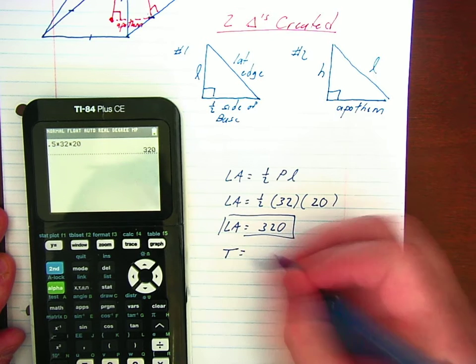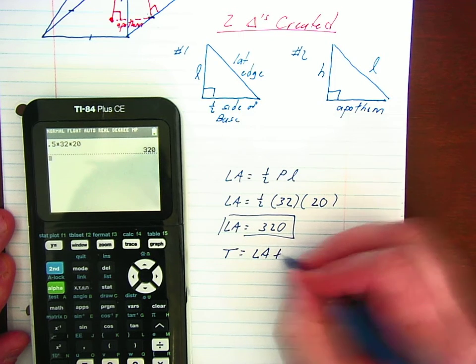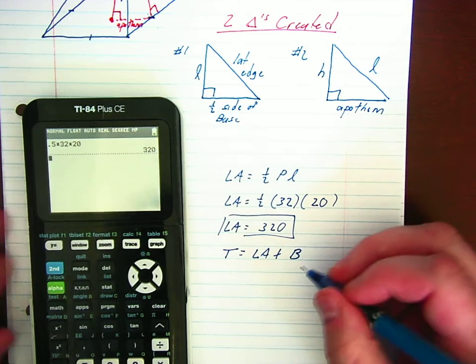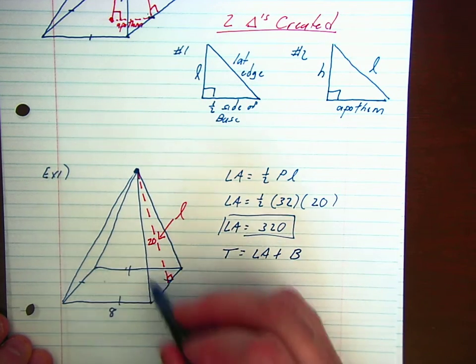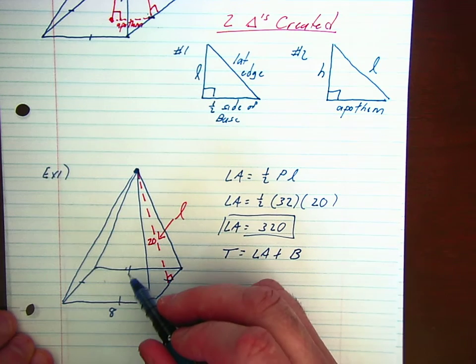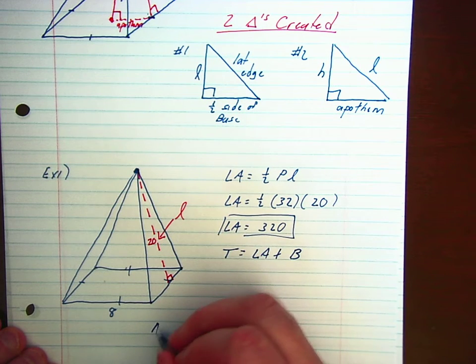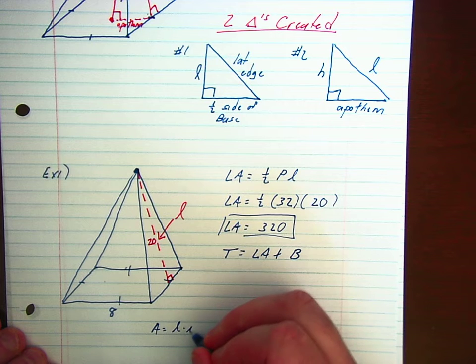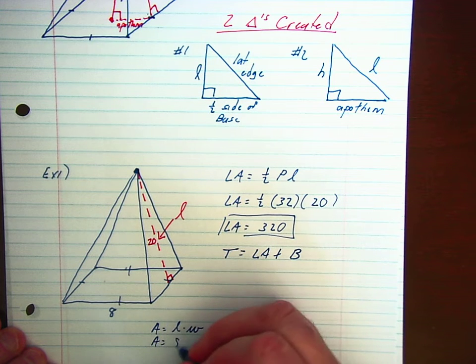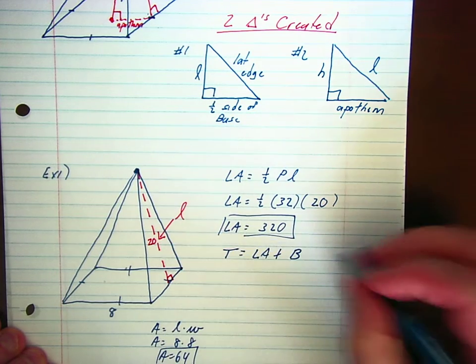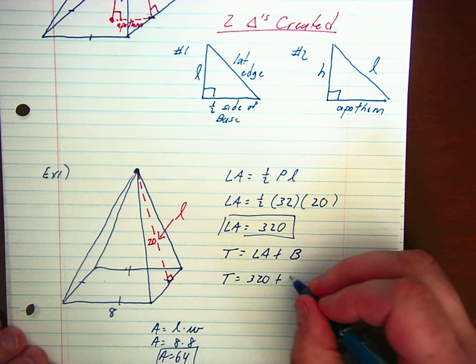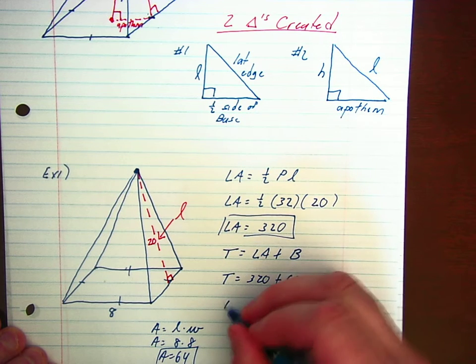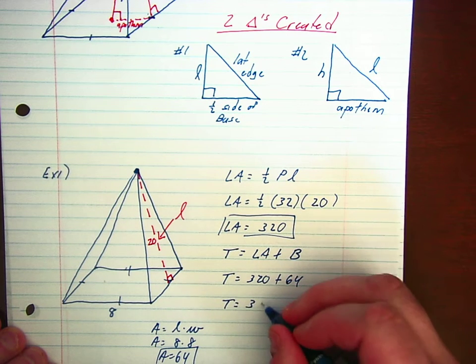Total area. It's going to be our lateral area plus our big B. So I've got to be able to find the area of this base. That base is just a square, so area should be easy. Area is just length times width, so 8 times 8. 64. So that's 320 plus 64. Total area 384.